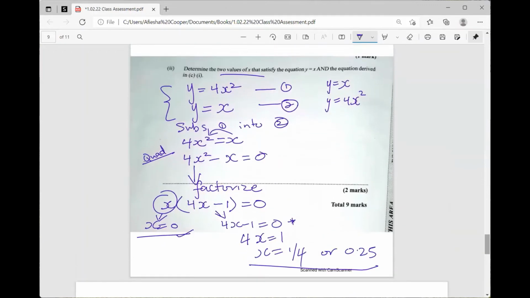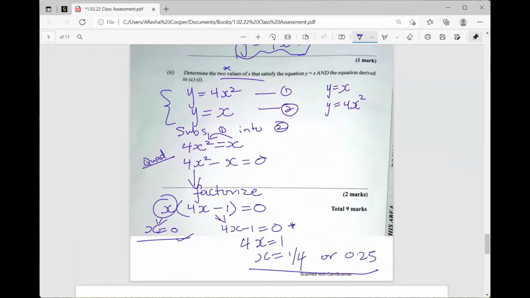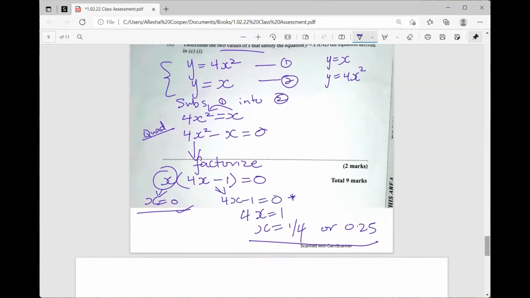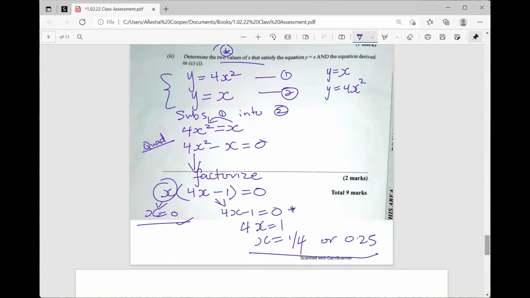That's how we solved it. So basically this was a worded simultaneous equation. They didn't tell you that it was a simultaneous equation, but from reading it and putting it together, you realize that it is. Any other questions?